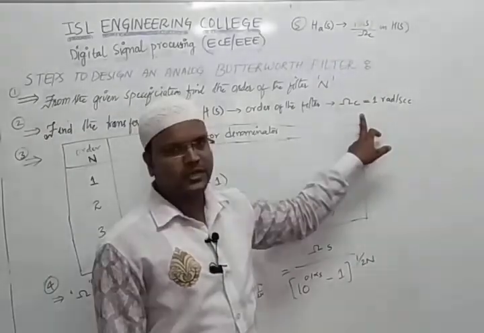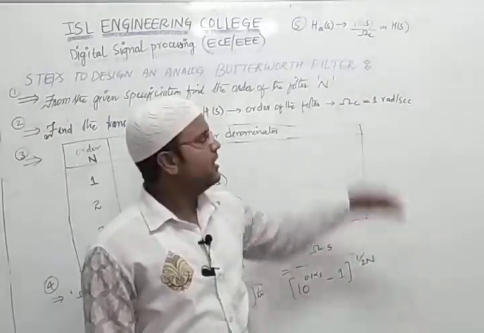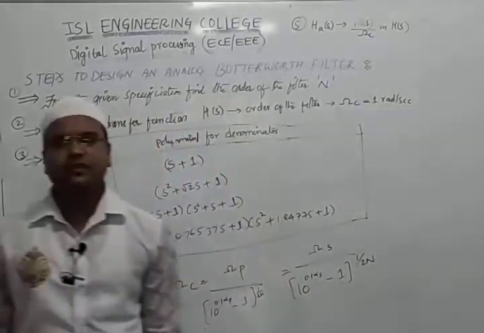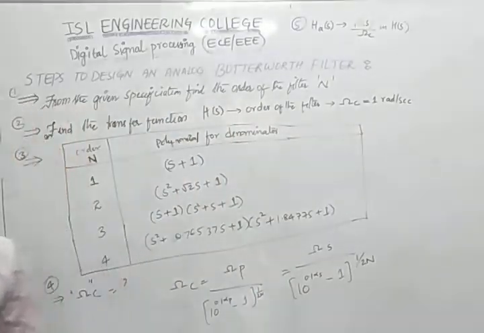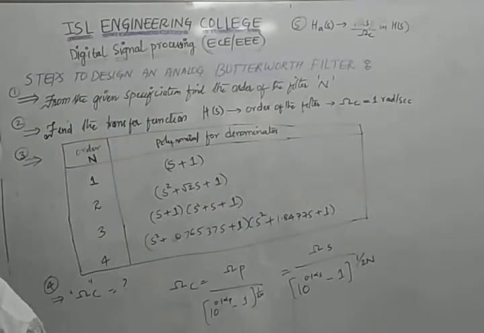Then we will find the transfer function by considering omega c. Previously we assumed omega c is 1 radian. Now we got omega c. That omega c we will substitute in the formula and find out the value for cutoff frequency omega c. For finding the function, I need to find the value of this, then I can put it in the formula. So let us see one problem based on these steps, then you can understand how it can be useful for designing the problems.